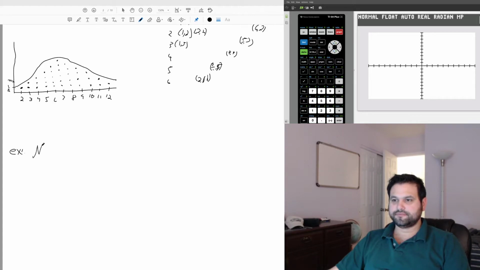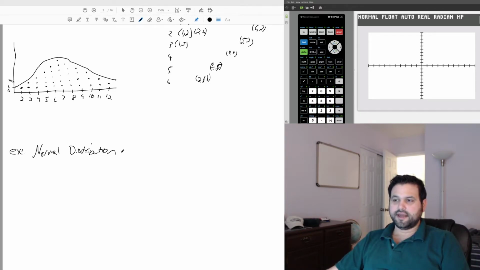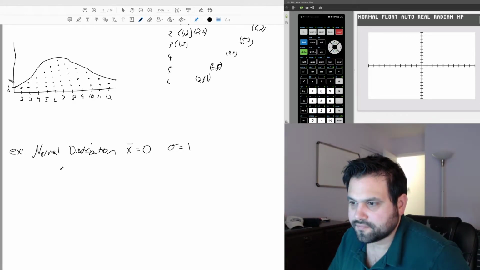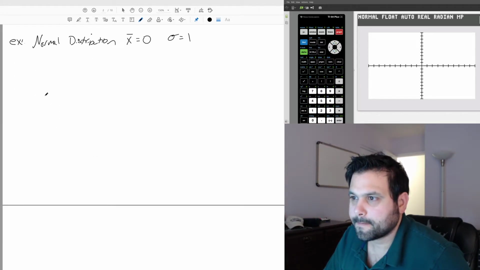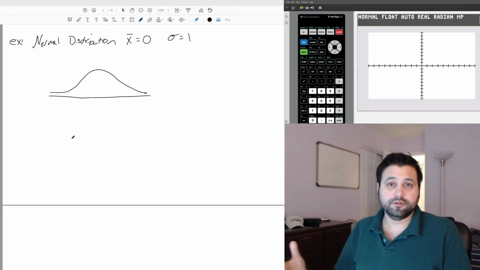Here's a normal distribution, and this is the standardized normal distribution. It has a mean of 0 and a standard deviation of 1, okay? And what we get is just the standard curve. That standard bell-shaped curve, okay? That normal-looking curve.